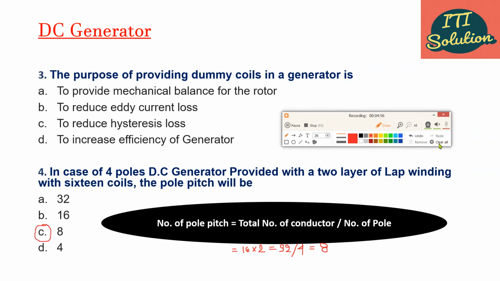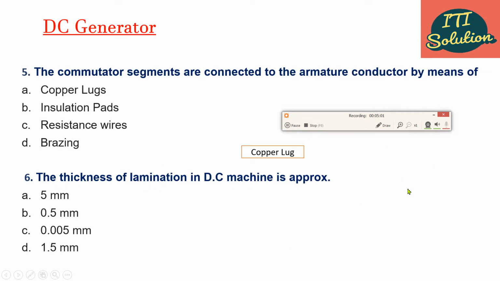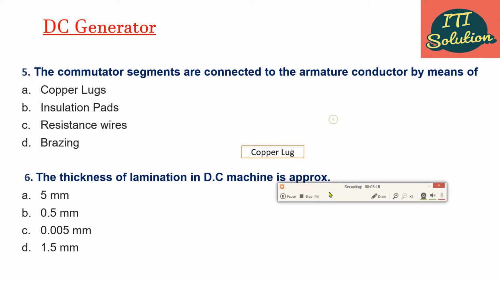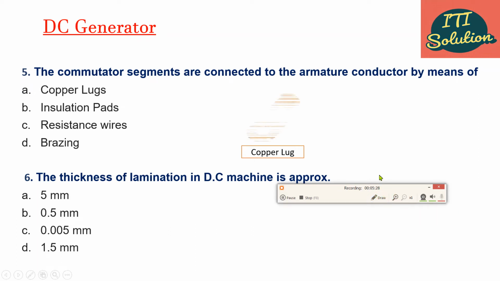Clear? Next question. The commutator segments are connected to the armature conductors by means of, option A, copper lugs, option B, insulation pad, option C, resistance wires, and option D, bracing. And the correct answer is option A, copper lug. This is copper lug.